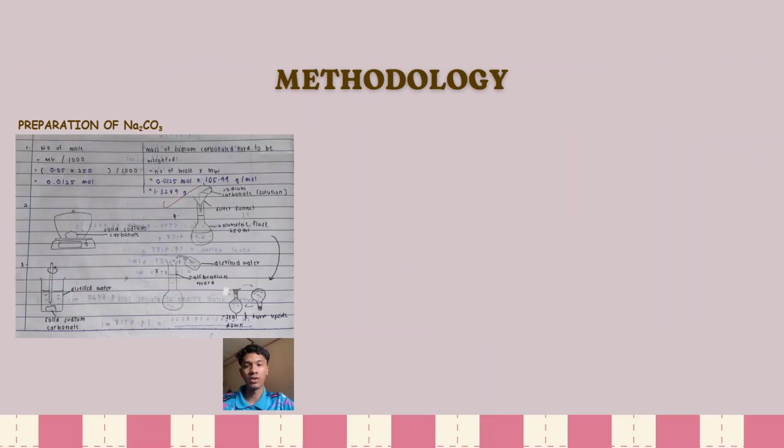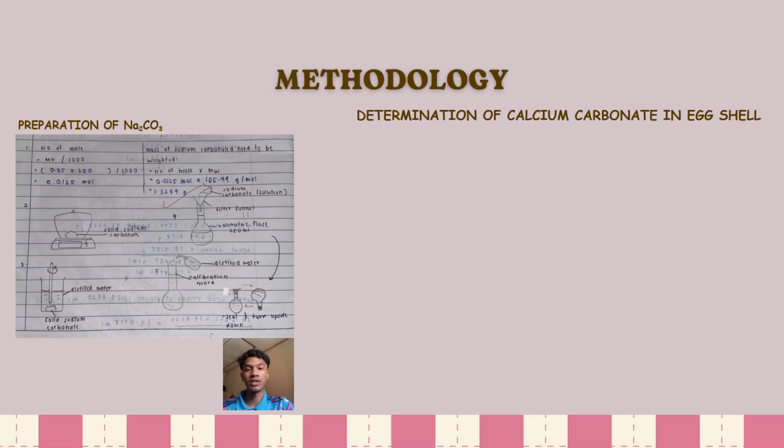For the preparation of sodium carbonate, we are going to calculate the mass that we are going to use, that is 1.3249 gram, and then dissolve it in a beaker, transfer it into a volumetric flask, and add distilled water until it reaches the end point. Then we are going to use the stopper to mix the solution perfectly.